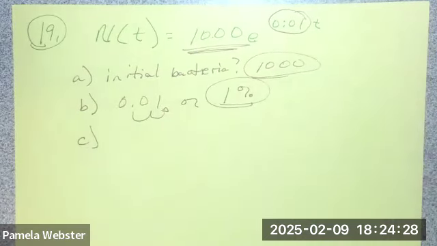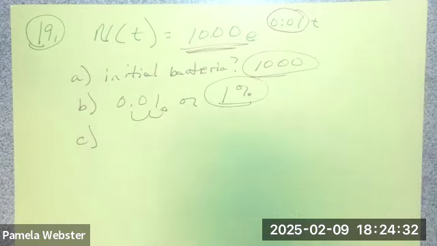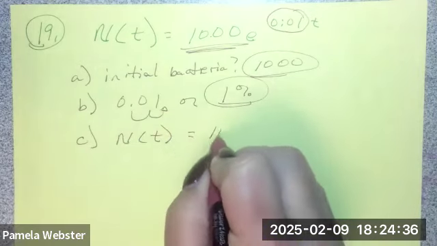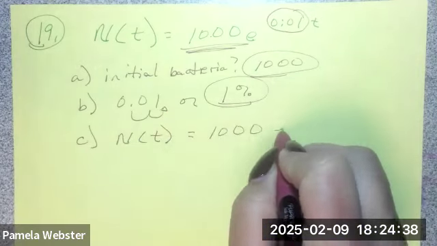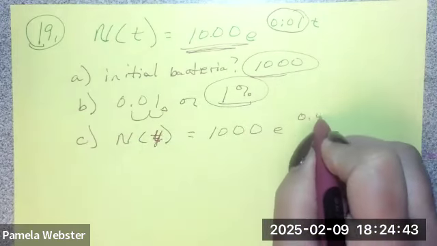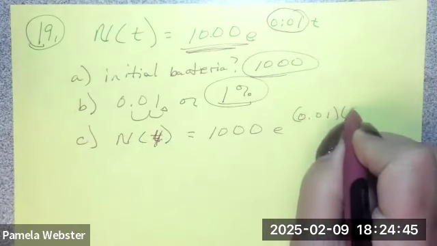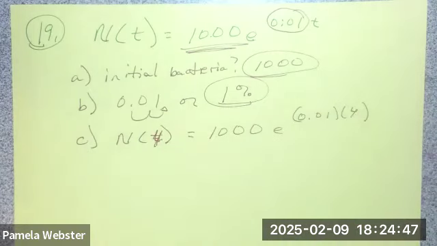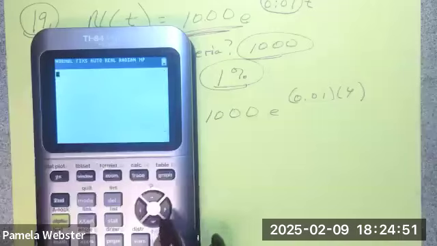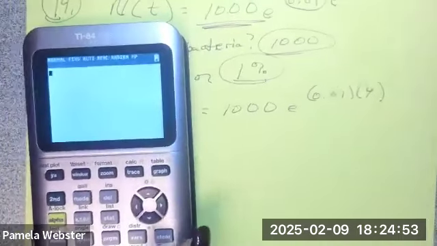Okay. C says, what's the population of the bacteria after 4 hours? So I want to know the number of bacteria after, oh, I didn't put in the 4 here. 4 hours. So t is a 4 here. I don't know that. You're not going to know that. We're going to totally use our calculator. That's why we have calculators.